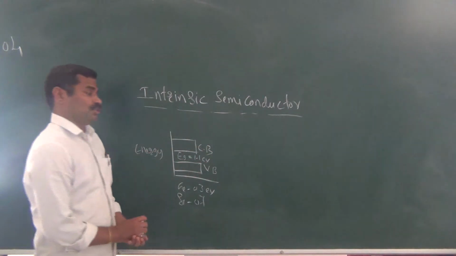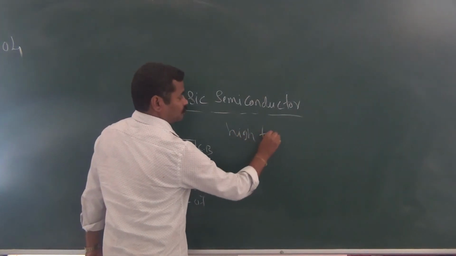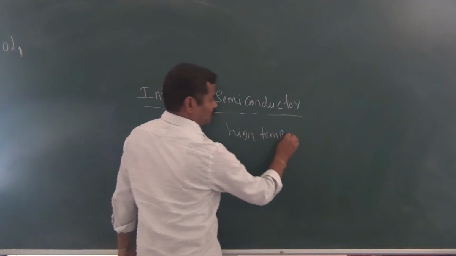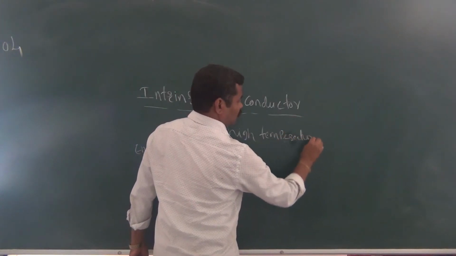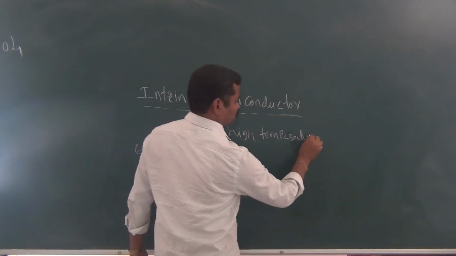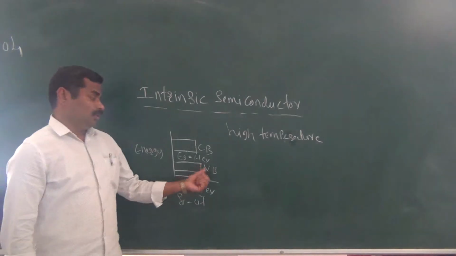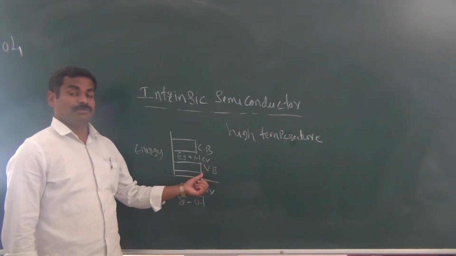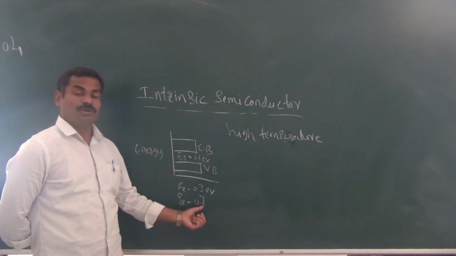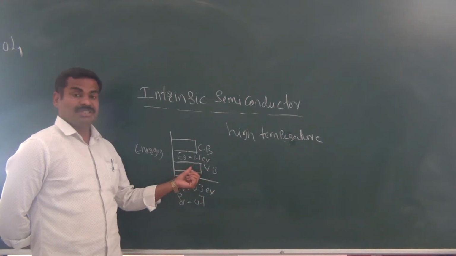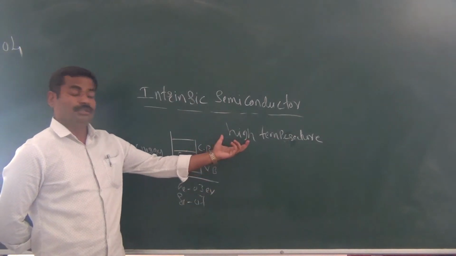And what about high temperature? Look here, for high temperature you are applying high energy. That energy is more than 1.1 electron volt, or more than 0.3, more than 0.7. That's why the valence electrons can easily move from the valence band to the conduction band. That's why I have more current at high temperature.